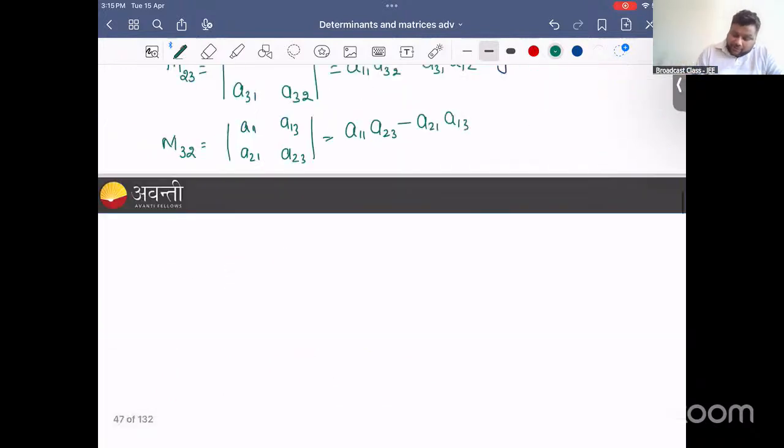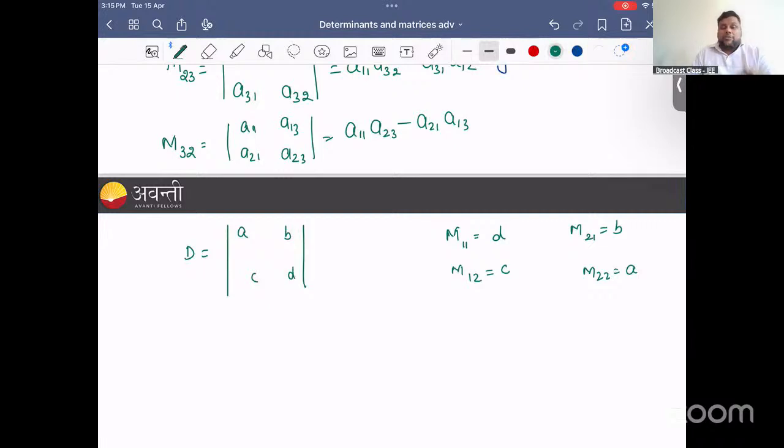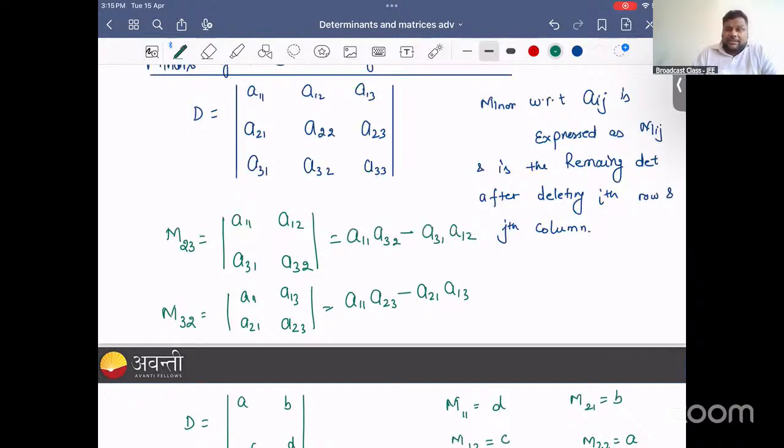In case it is a 2 by 2 matrix, like you have a determinant D as A, B, C, D, the minor with respect to A11 means M11. Delete its row and column, and you are left with only D. So the minor is D. M12 is C. M21 is B. And M22 means delete this, and you are left with A. So M22 is A. In case of a 2 by 2 matrix, this is how we find minors, and in case of 3 by 3, this is how we find the minors. Is it okay?